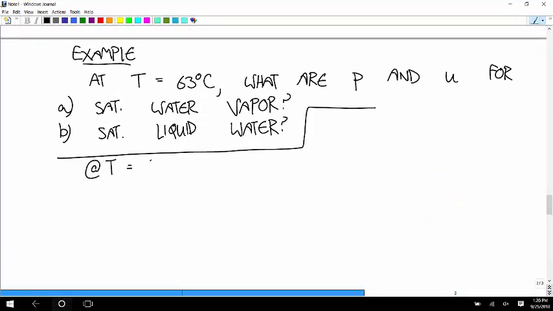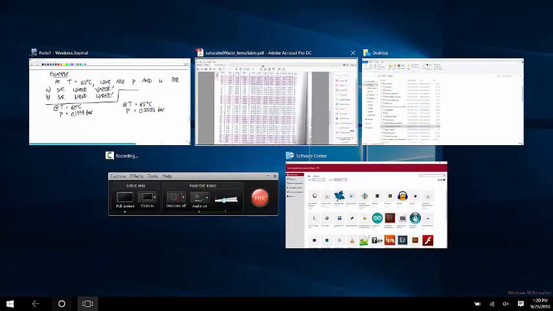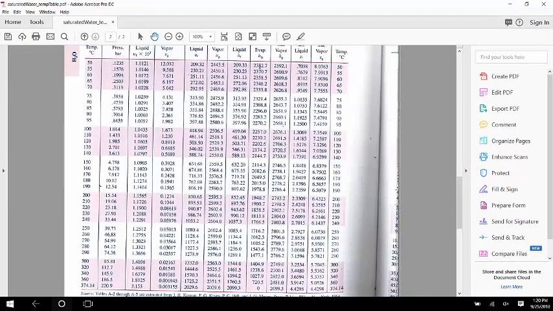So at temperature equals 60 degrees Celsius, the pressure is 0.1994, and that's bar. And for a temperature of 65 degrees, the pressure is 0.2503 bar.